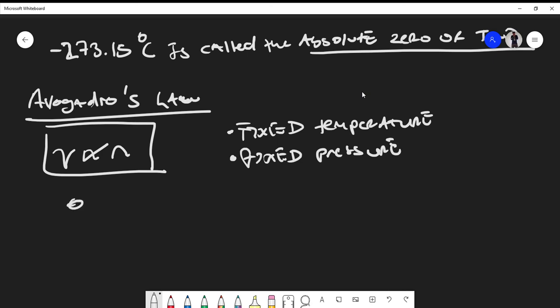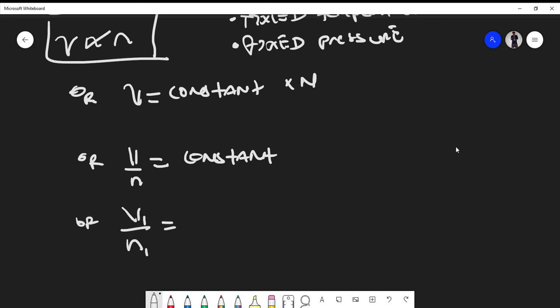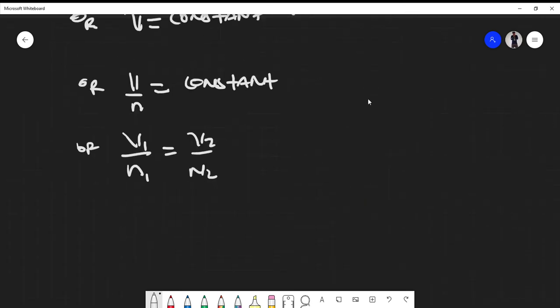Right? Or we can say that the volume is equal to a constant times n. Or we could also say that the volume over n is equal to a constant. And the only thing I did was just rearrange the equation. Or we could say that V1 over N1 is equal to V2 over N2. Right? So that is Avogadro's law.